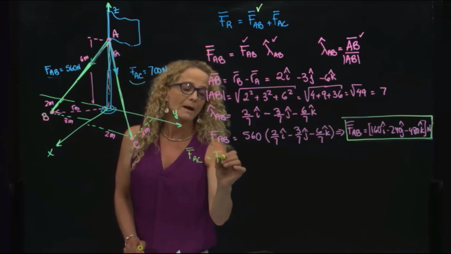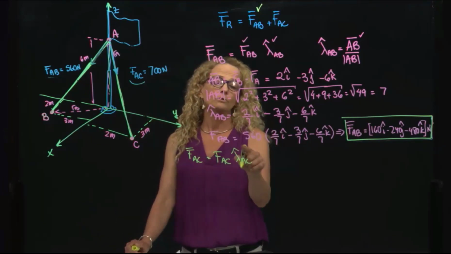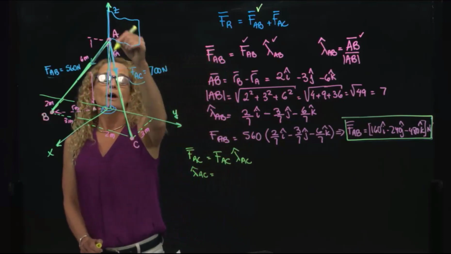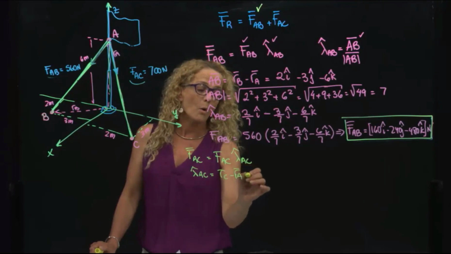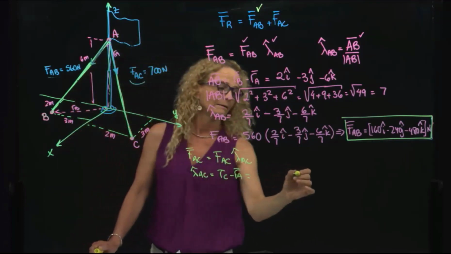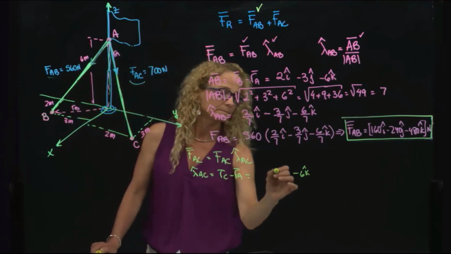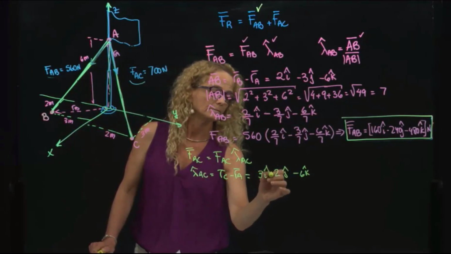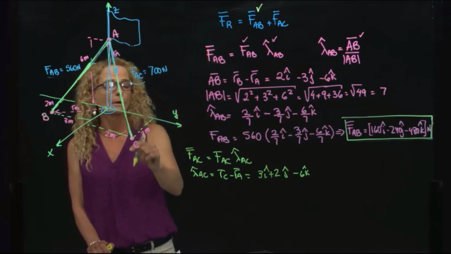FAC will be equal to the magnitude times the unit vector. Very similar to find the unit vector, I will go, either I subtract rC minus rA, or I go following the path. So I will go negative K, 6, positive 2 in J, and positive 3 in I. So this is my vector right here. So I went this way, and this way.